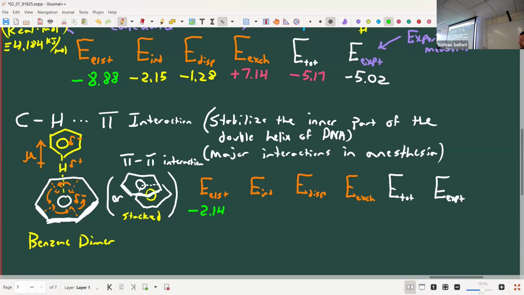But it's much weaker. It's almost 4 times weaker than the hydrogen bond electrostatic force in water. And the induction is much smaller again, because benzene is not as polarizable. It's a hydrocarbon. We know that hydrocarbons aren't polarizable, because, just think about them as solvents.